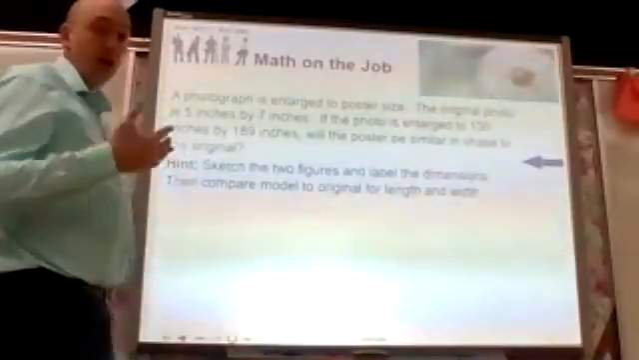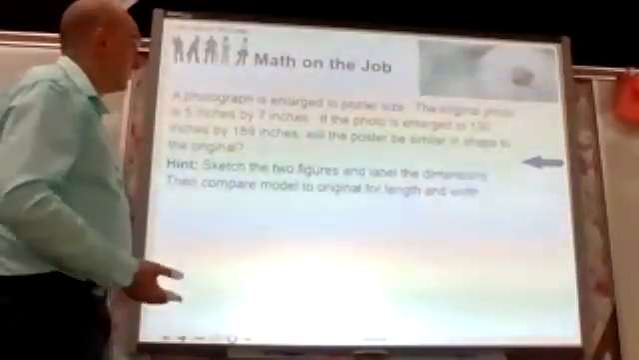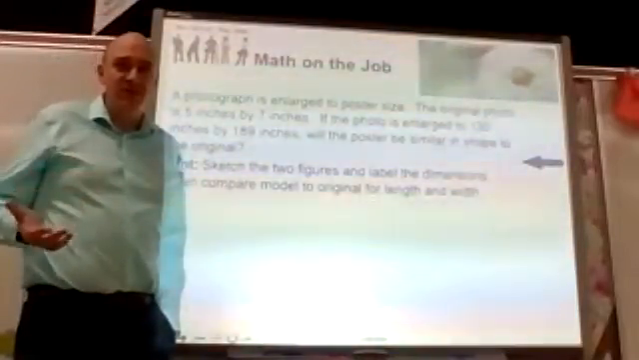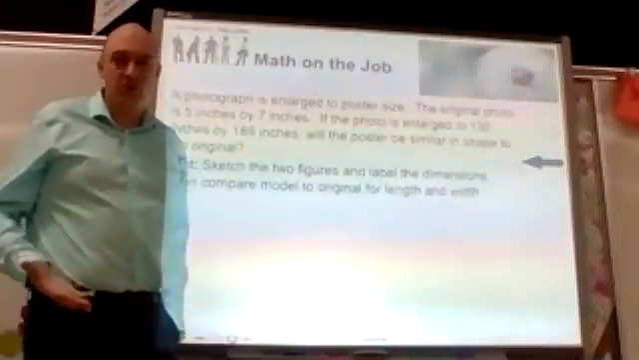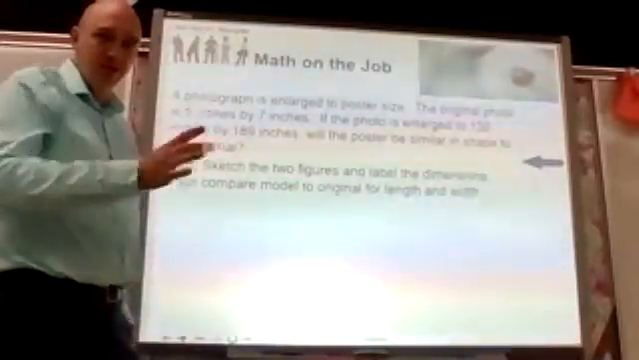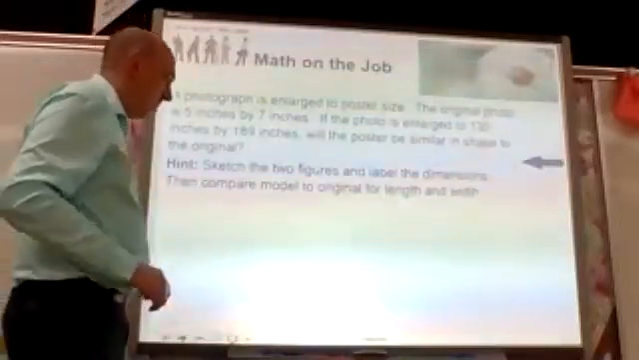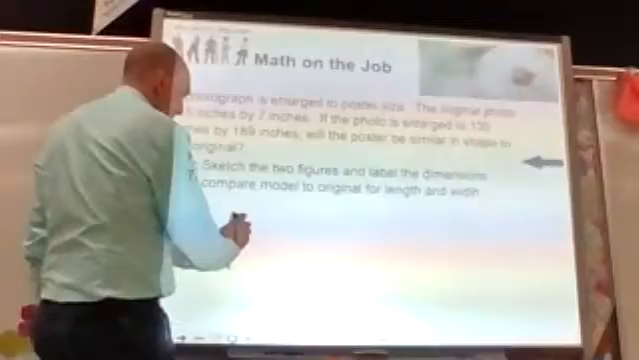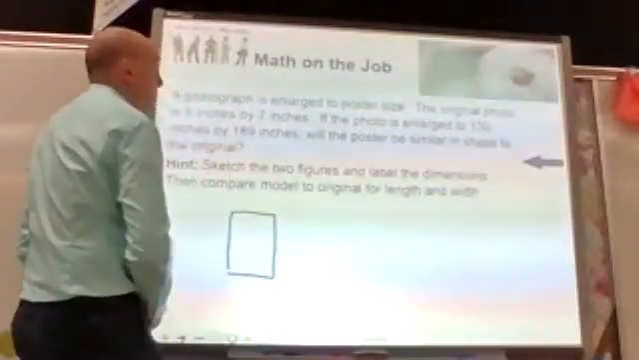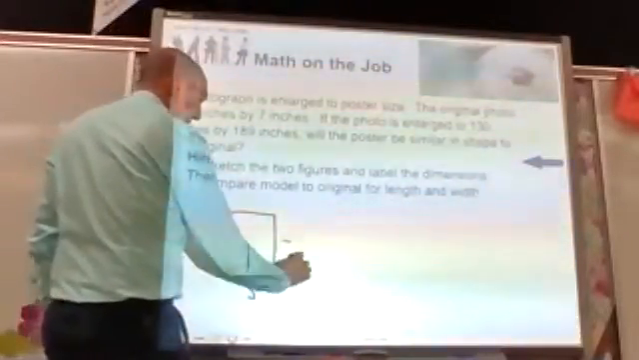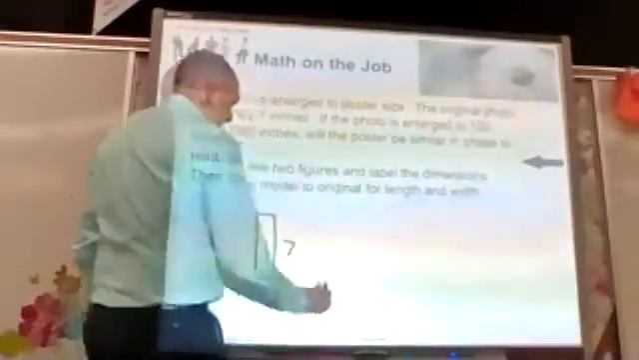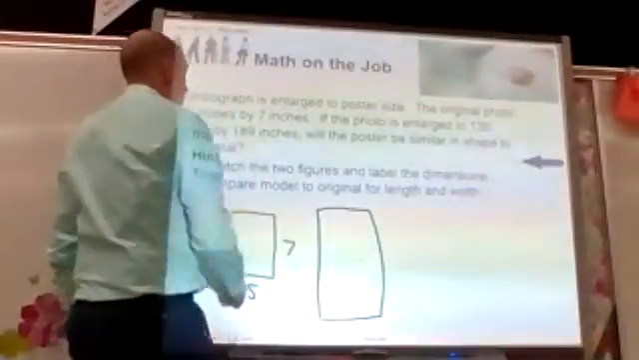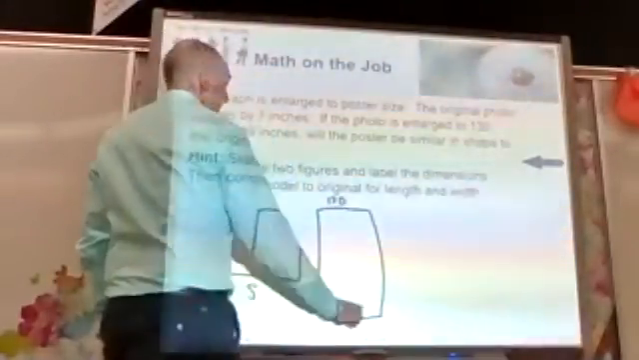So remember, similar polygons have all their angles the same, and it doesn't say for sure, but almost all posters I've ever seen are proper rectangles, as are our photos, right? So we know that the angles are all going to be 90-degree angles. We don't have to worry so much about that. But what we want to do is make sure that our original photo, which is 5 by 7, can be scaled up into a larger poster, which is 130 by 189.